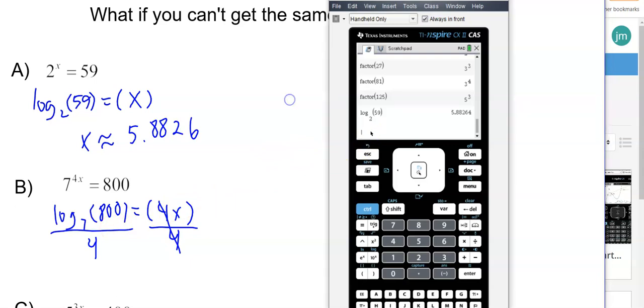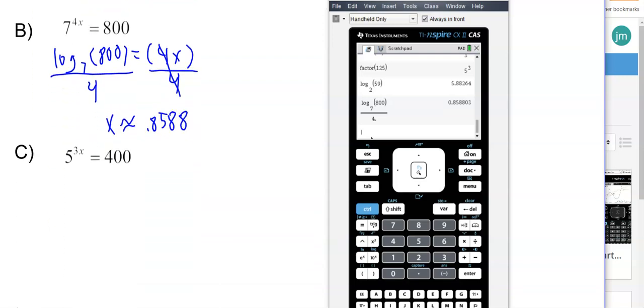But at that point, if it was a calculator question, you would hit control divide, log base 7, so control 10 to the x, log base 7 of 800 over 4. I'm going to put a decimal point that also gives you a decimal. So this would be x is approximately equal to 0.8588 to the nearest 4 decimal places.